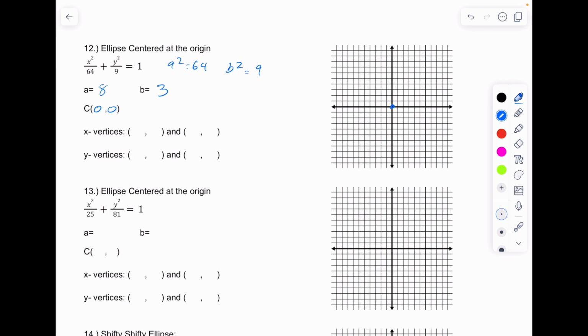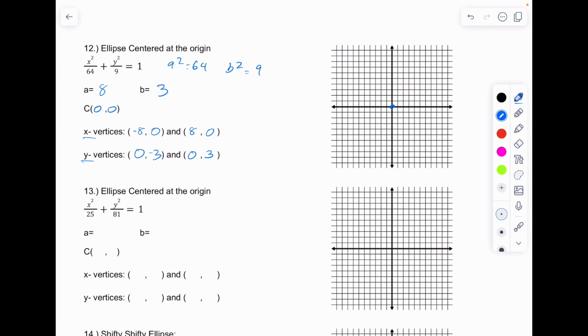Because I like to write down what I know does not move on the vertex. For the x vertex, the y's don't move, so I know that these y's stay the same. For the y vertex, I know that the x doesn't move, so these are going to stay the same. Over here, I'm going to have plus b and minus b, so -8 and 8. Over here, I'm going to have negative 3 and 3.